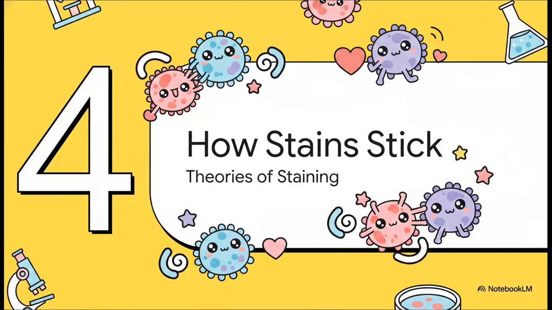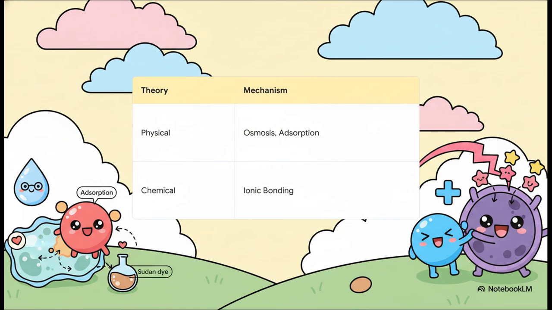Which brings us to section 4, how stains actually stick. Let's dig into the physical and chemical theories. Okay, so we know they stick, but let's explore the actual physics and chemistry of why they don't just wash away. There are two primary theories here. Physical theories suggest that staining happens through natural forces, things like capillarity, osmosis, adsorption, or absorption. A great example of this is solubility, where fat stains like Sudan dyes are just more soluble in the cellular fat than they are in alcohol.